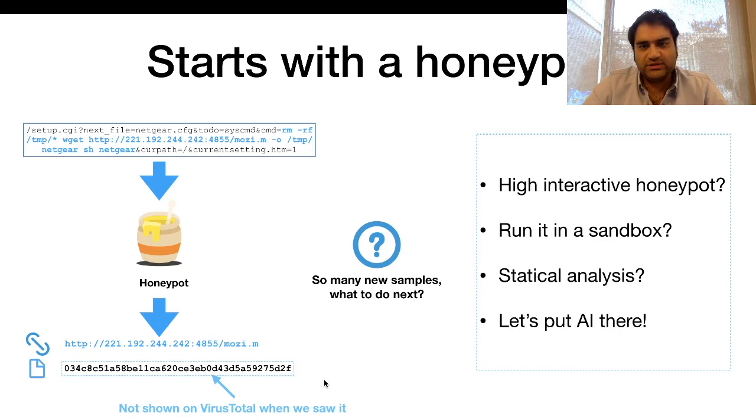Of course, there are some ways to deal with it. Maybe we can use a high interactive honeypot or run this malware in a sandbox or apply some statistical analysis. But the new method that we are going to propose in this work is a method where we can scale up more easily and also do it in an automatic way. So that's the reason we suggest putting artificial intelligence here. Let's go see how we do that.